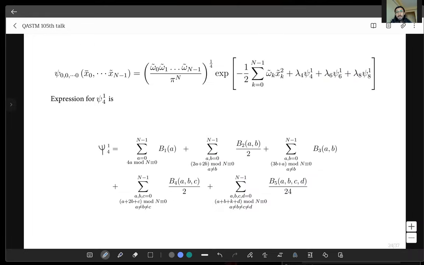So the wave function in the Fourier space would be, this part comes from the harmonic oscillator in the Fourier space. And this part comes from the perturbation. Again, the same trick which we used in the previous one. But now the psi-4s are huge, so we need to take into account all possible combinations. So psi-4 will be this.